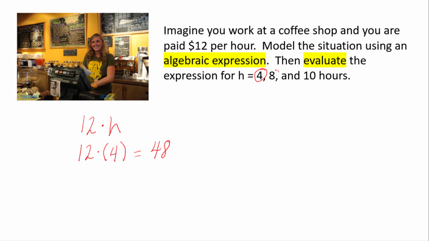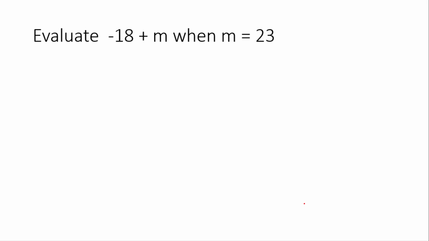Now let's do it for 8 hours. We use the same formula. We write 12 times, write the parentheses, and substitute 8, and this equals $96. Next, we're going to do 10 hours. So again, we use the same formula. Write 12, parentheses represents the hours. We substitute 10 hours, and it's $120.